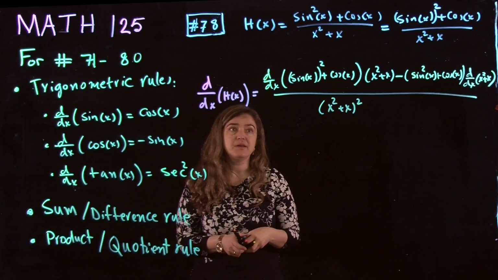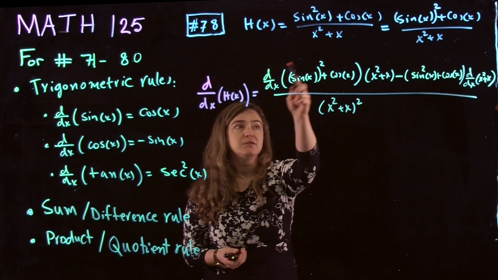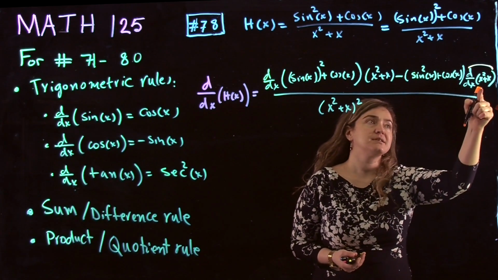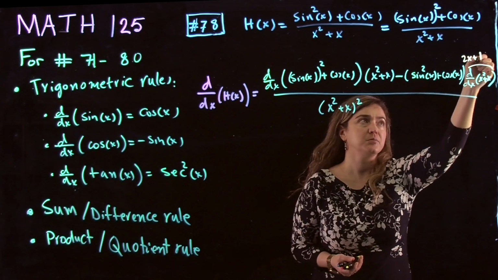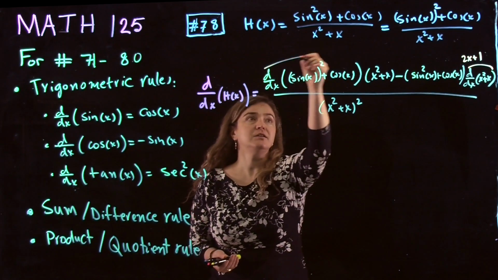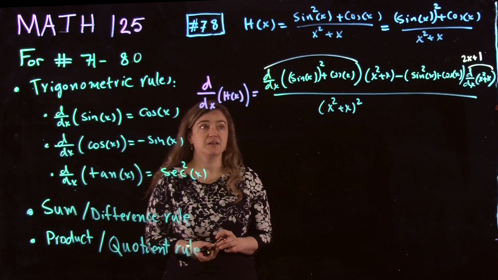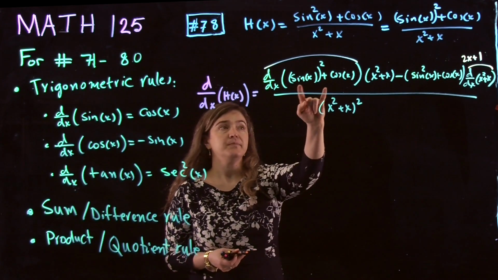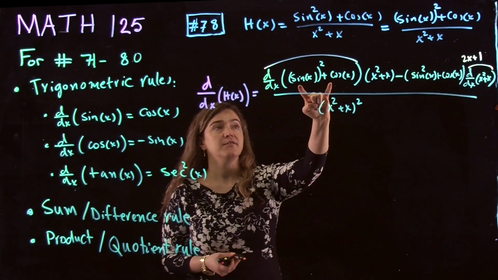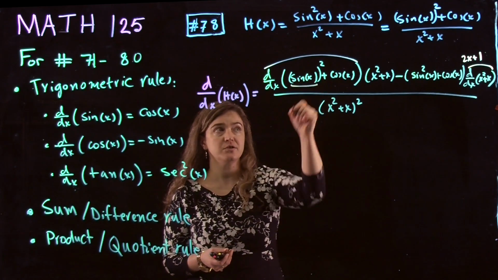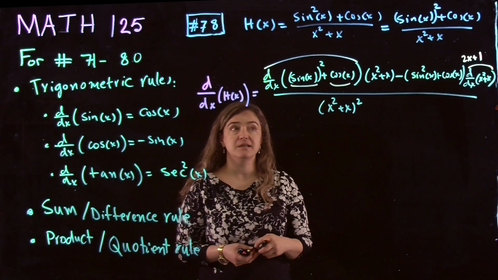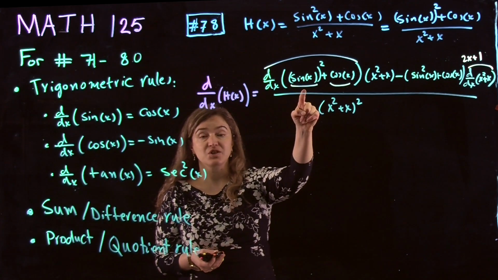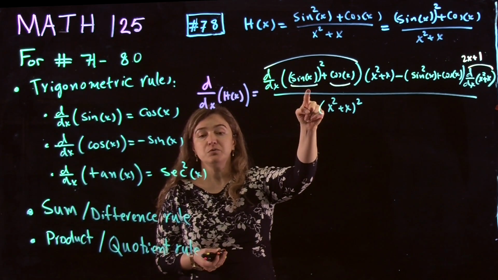Now the next step is to take each derivative in the numerator and replace it by its value. Here the derivative of x squared plus x is just 2x plus 1. Here the derivative of sine x squared plus cosine of x is, noticing there are two terms, first, you have to take the derivative of the first term, then add the derivative of the second term. First term is a composition of two functions, so you need to do a chain rule.